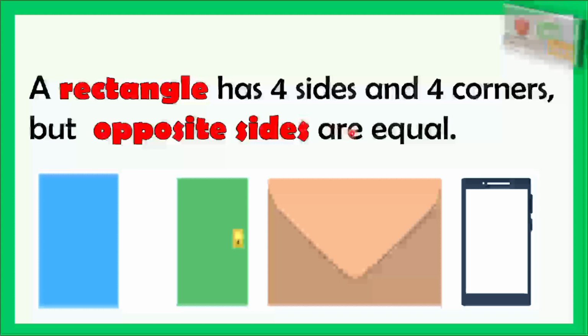A rectangle has 4 sides and 4 corners, but opposite sides are equal. So the sides of a rectangle are these: 4 sides, 1, 2, 3, 4.